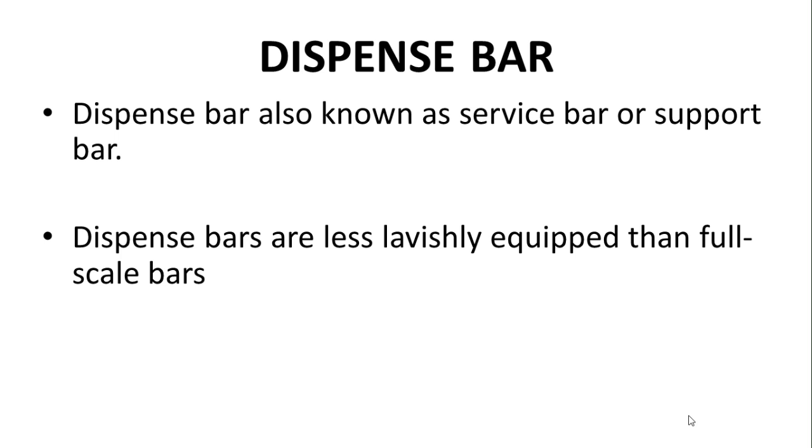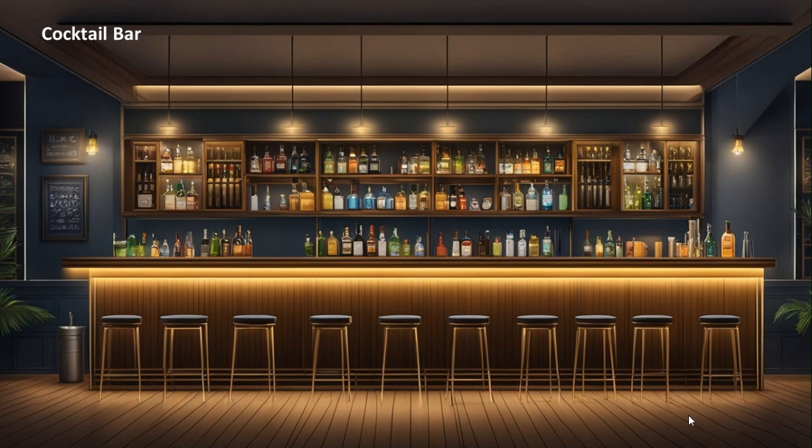It is not a full-fledged bar like a cocktail bar. Dispense bars are less lavishly equipped than a full-scale bar. So what is a full-scale bar or cocktail bar? If we talk about the cocktail bar, first of all, we see there will be one big bar counter in the middle of the bar where a bartender will mix drinks. Usually there is a back bar with a display of bottles like this, and there are bar stools where guests will sit down and interact with the bartender. So this is the scenario in a full-scale bar or cocktail bar.